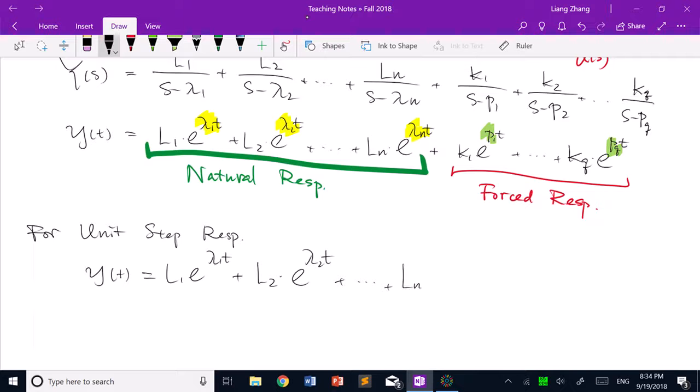But the forced response will be special. The forced response, again, as I mentioned, should resemble your input signal, since your input is a unit step. And if we only look at t positive, meaning after the switch on this unit step signal, basically the input will be a constant, and the forced response actually will be a constant.